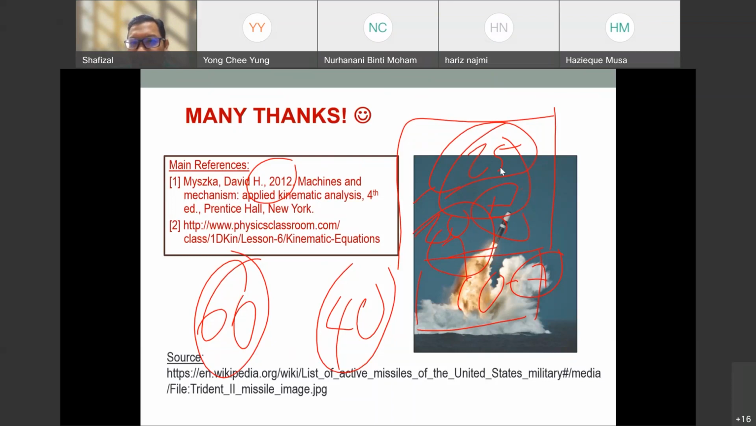Sufi Aiman, tadi saya panggil tak menyahut. Sufi, are you there? Ke tak ada mic? Ke macam mana? So, okay, still not available. Sufi. Yong Chi Yong.